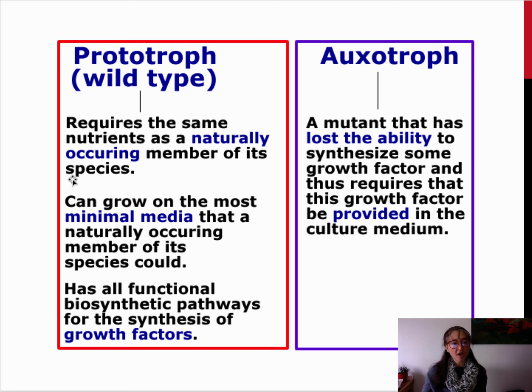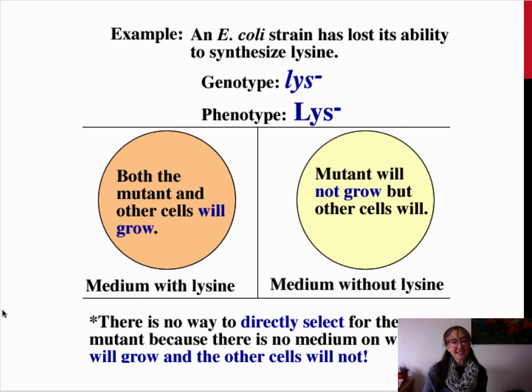That's really a lot harder to find. Let's look at an example. An E. coli strain that has lost the ability to synthesize lysine. We have some terminology that goes with this, so we get a little sexy-minded. When we write the genotype of this, it's a lowercase l and italicized.